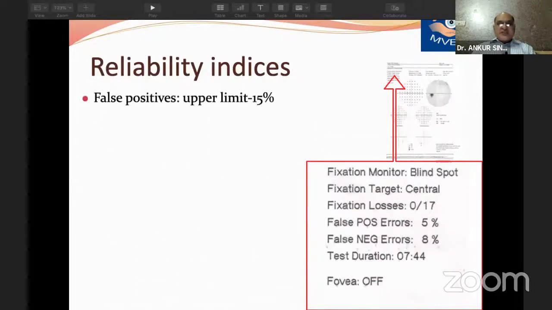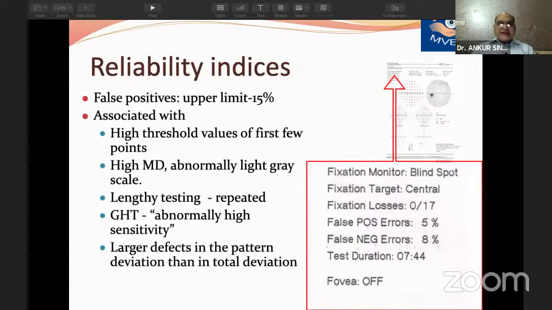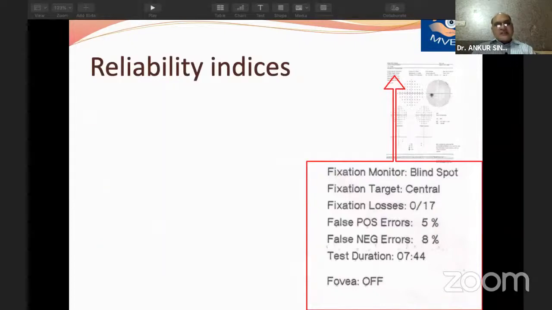For false positives, the upper limit is around 15%. It is usually seen with trigger-happy patients, and it is associated with high threshold values for the first few points because the patient is continuously pressing the trigger. It will have a high mean deviation and an abnormally light grayscale. The testing will be very lengthy. GHT would show abnormally high sensitivity, and there would be a larger defect in the pattern deviation as compared to that seen in the total deviation. And these are what are called white scotomas.